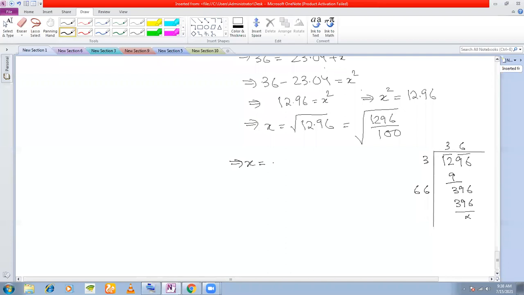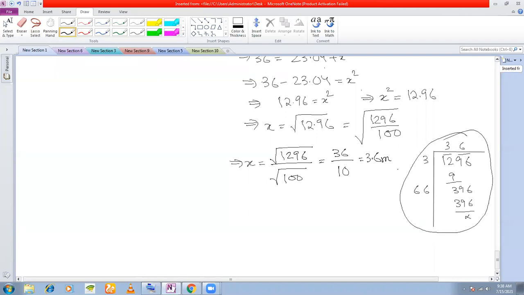That means x must be equal to the square root of 1296 divided by the square root of 100. For 1296, we have already got the square root, 36, and the square root of 100 you know is 10. That means 3.6 meters is your answer. Is this clear? This working has to be shown in fair, whether you do it by division method or prime factorization method. Okay, so I'll stop here.